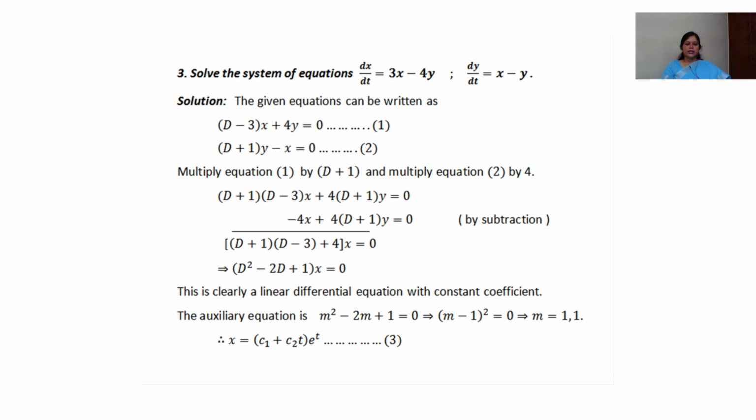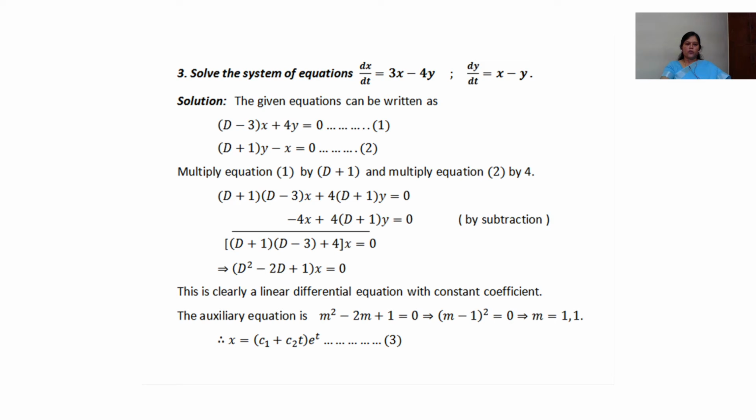This is clearly a linear differential equation with constant coefficients. So from this we can write the auxiliary equation is m square minus 2m plus 1 is equal to 0. So that we can write it as (m minus 1) whole square is equal to 0. Then m is equal to 1, 1. Here we are getting two values for m. Both the values are real and coincident. That's why the complementary function itself is x here. So x is equal to (c1 plus c2 t) e to the power t.